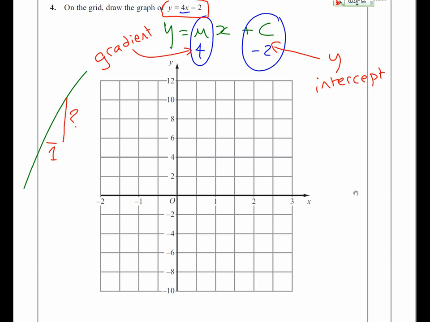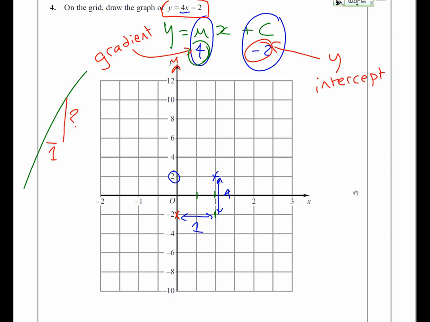So, y-intercept is where it crosses the y-axis, and it crosses at minus 2, so let's put a cross there. We know the gradient is 4, so every one that we go across, be careful of the trickery in the scale here, for every one that we go across, which is actually that, we're going to go 4 up. Now from minus 2, if you go 4 up, you're going to here.